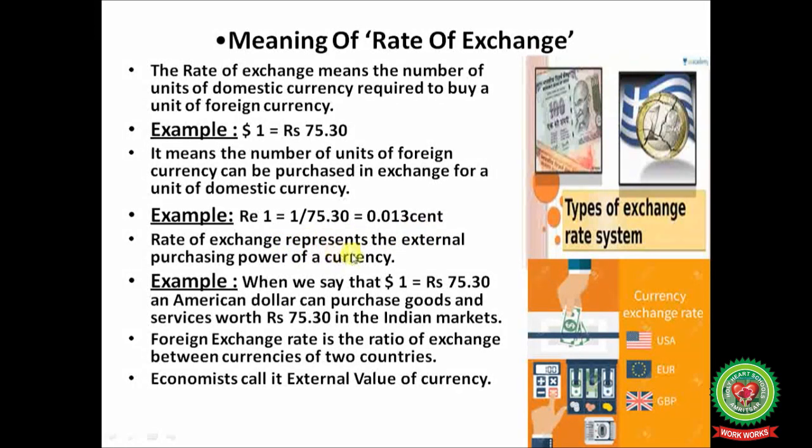So the rate of exchange represents the external purchasing power of a currency. When we say that $1 equals rupees 75.30, it means an American dollar can purchase goods and services worth rupees 75.30 in the Indian markets. So the foreign exchange rate is the ratio of exchange between the currencies of two countries. Economists call it the external value of currency.